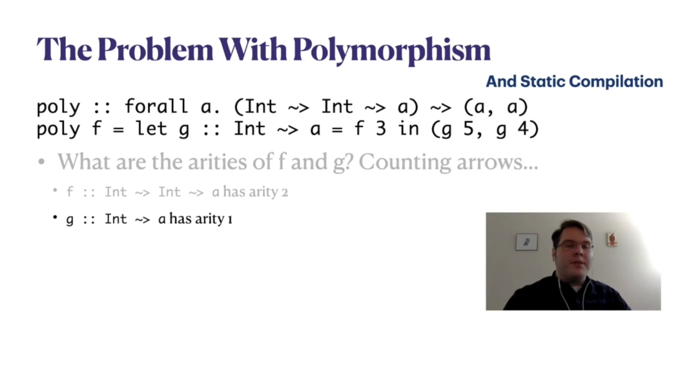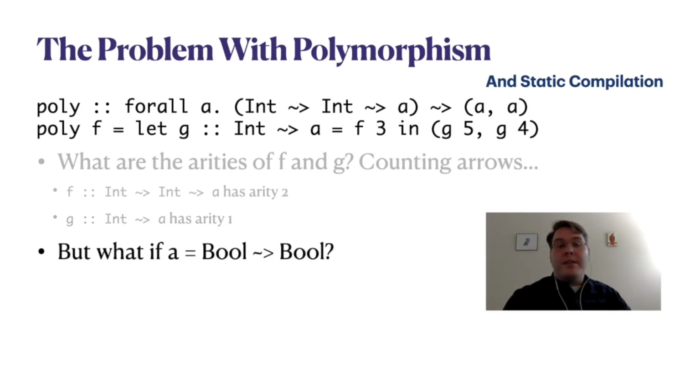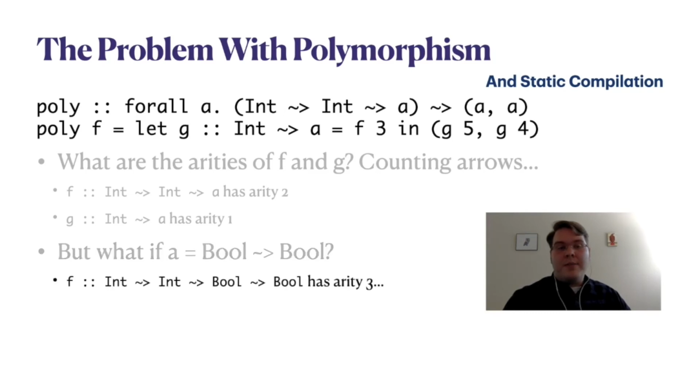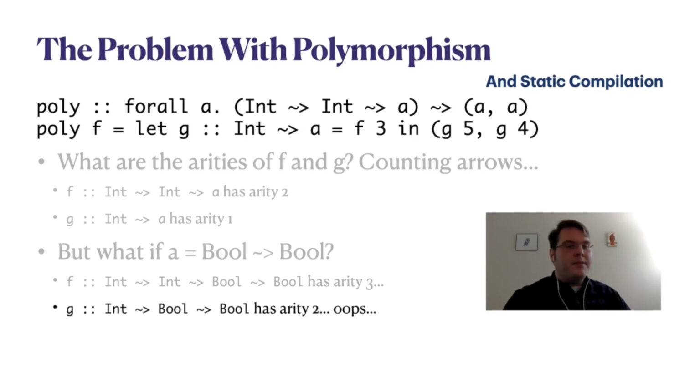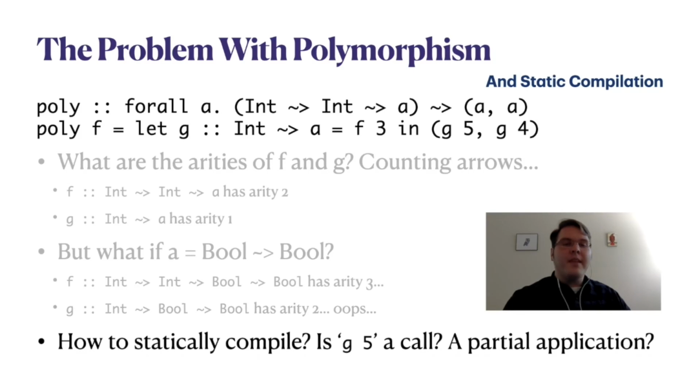This seems sensible at first, but what happens when the polymorphic a gets instantiated with a concrete type? For example, a might be instantiated with another function type like bool to bool. Well, when we do this, now f's type suddenly has 3 arrows in it, so its arity has changed to 3, and g's type becomes int to bool to bool, so now the arity is 2 instead of the original 1. This is a big problem. We want to be able to statically compile function calls as passing multiple arguments and jumping to the code of the function.